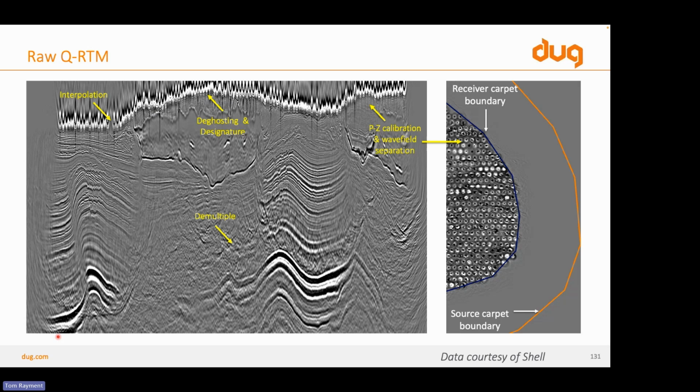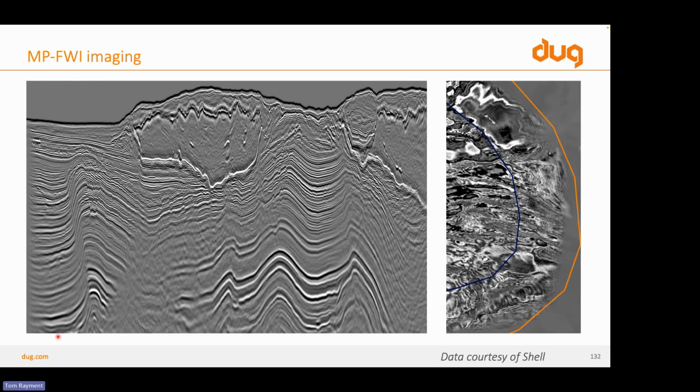So what you can see here is basically the entire processing workflow that we've got to put this data through before we could successfully image it. Yet using exactly the same data that went into this migration and putting it into our MP-FWI imaging technology gives us this result here. It resolves all of those problems for us.